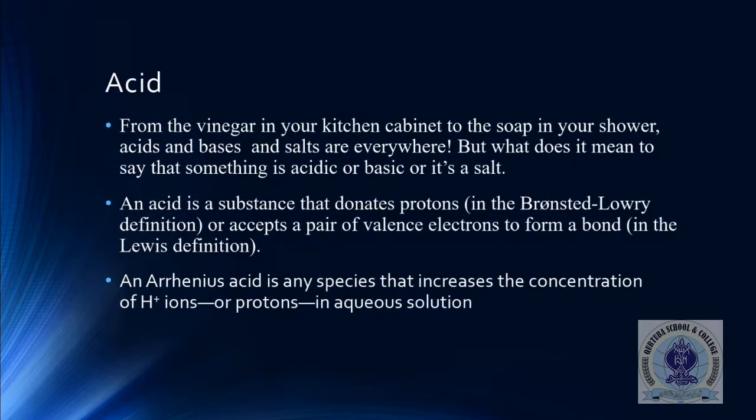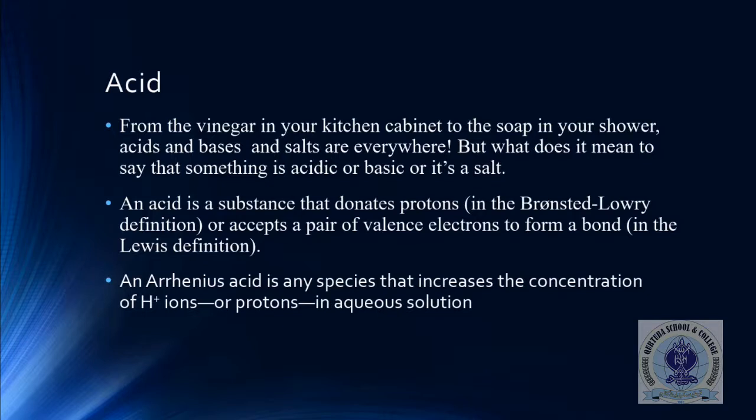So an acid can be defined as any substance that donates a proton is called an acid, and that is according to Bronsted and Lowry concept. An acid can also be defined as any substance that accepts a pair of valence electrons. An acid can also be defined as any species that increases the concentration of H plus ion or proton in aqueous solution. Remember students, these are the three different definitions. The first one, definition of acid, is given by Bronsted and Lowry, while the second one was proposed by Lewis, and the third one is the Arrhenius acid.